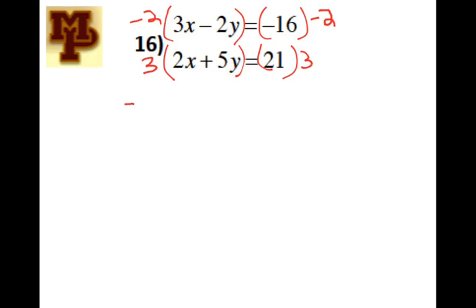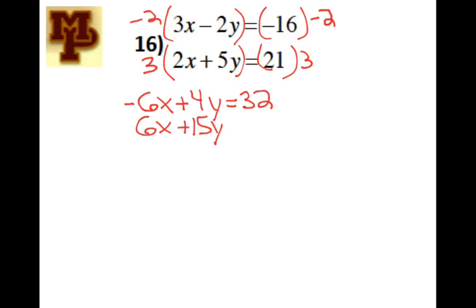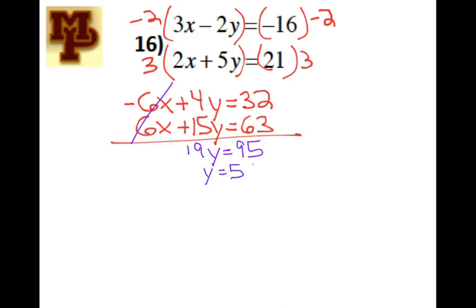Okay, the top one's going to become negative 6x, positive 4y, and then a positive 32. The bottom equation is going to be 6x plus 15y equals 63. We're going to add those two together. We're going to notice that the x's eliminate, so that's going to be 19y equals 95. And then that should go in 5 times if we divide by 19.